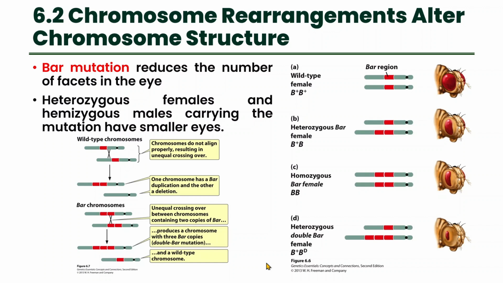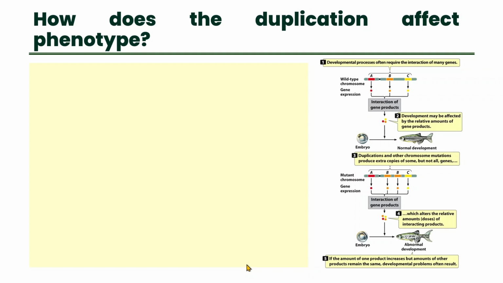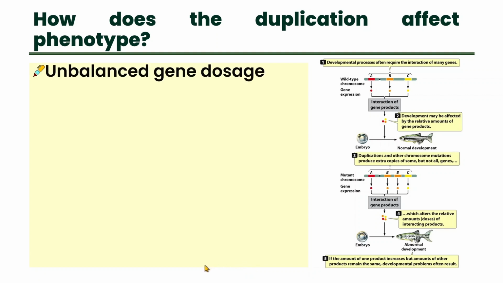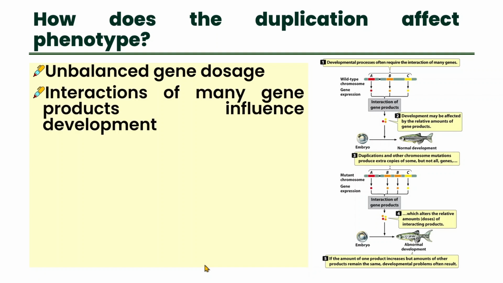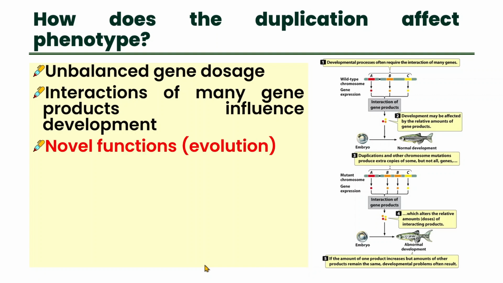The doubling of a segment of a chromosome will produce drastic changes in the facets of the eyes of the Drosophila. So how does the duplication affect phenotype? Well, there are many effects. First one, there would be unbalanced gene dosage. There would be interactions of many genes or gene products that can influence development. It could even produce novel functions. This is one of the ingredients in evolution.